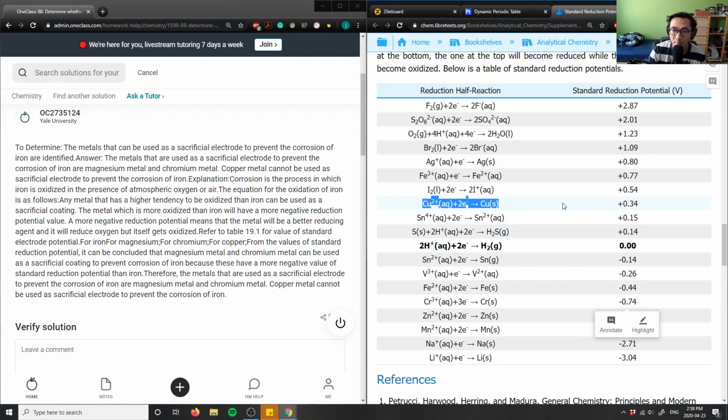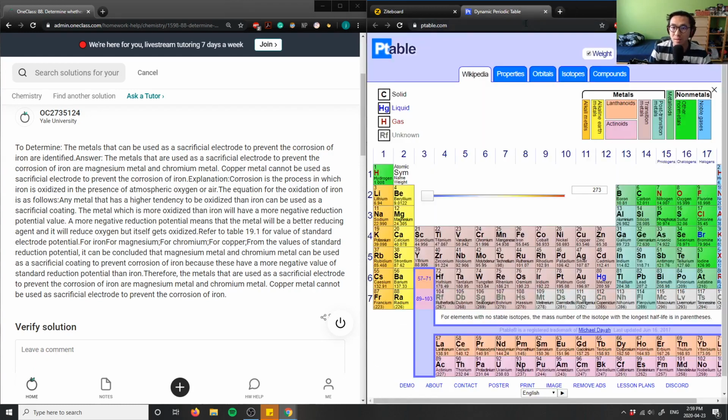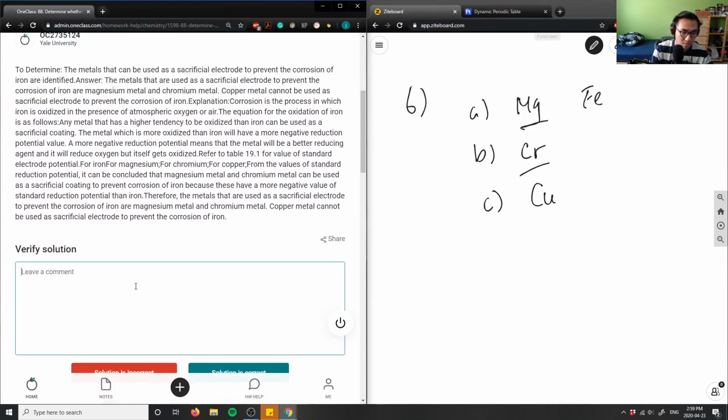However, copper is above it, right? Copper is above it in terms of the standard reduction potential. So if copper is above it, then iron is going to get oxidized first before copper does, right? Basically, that's the order here. I don't think magnesium is on this, but I'm pretty sure the standard reduction potential of magnesium is lower than iron here, so it would be able to protect it against corrosion. Therefore, this solution is correct.